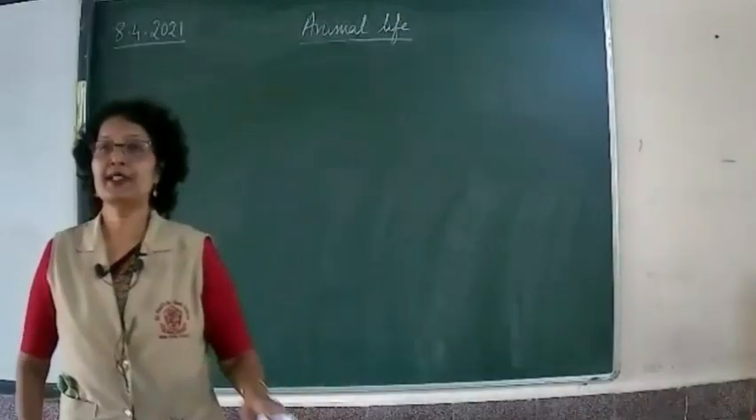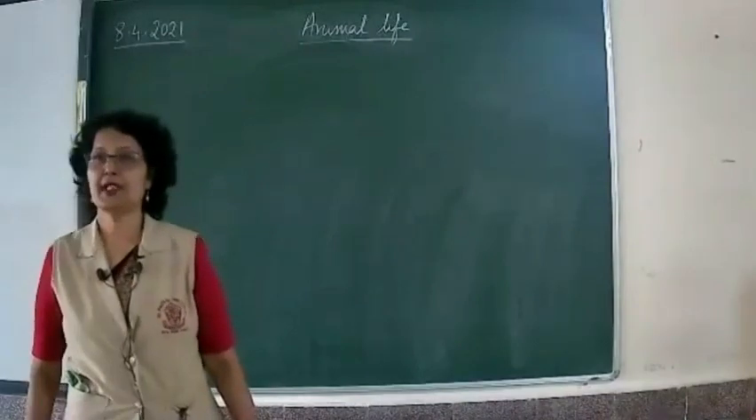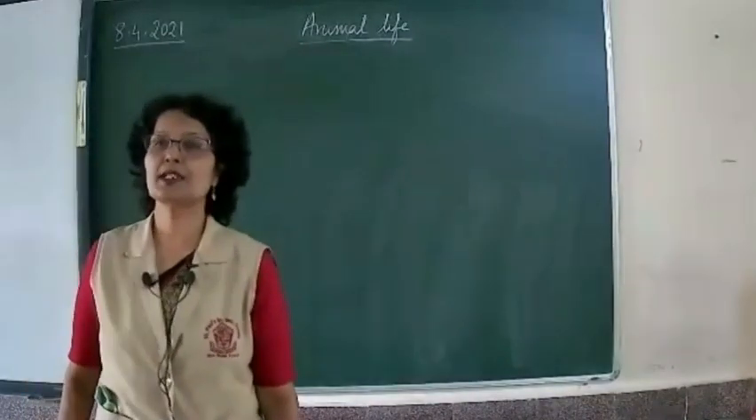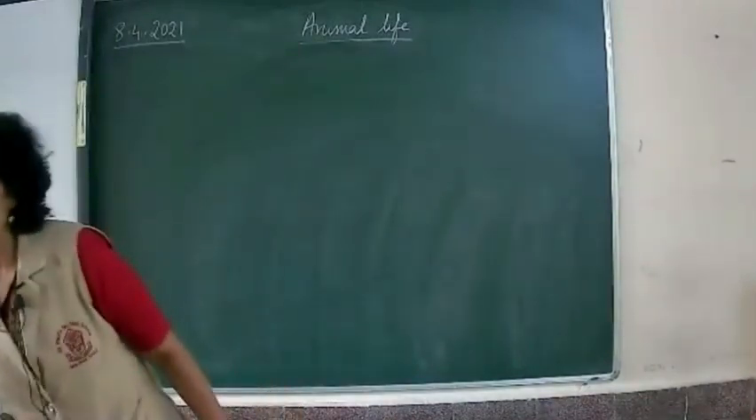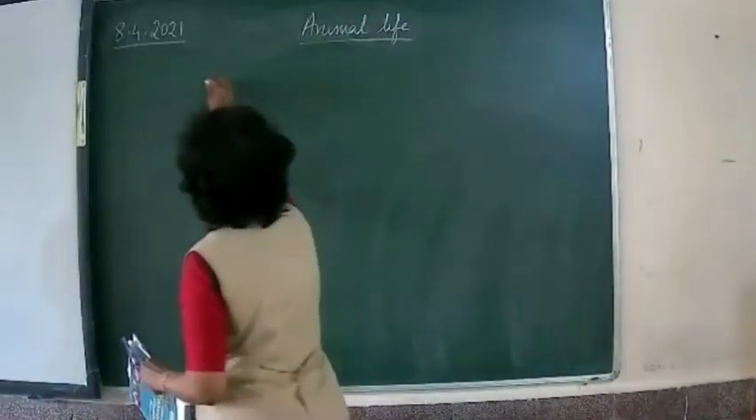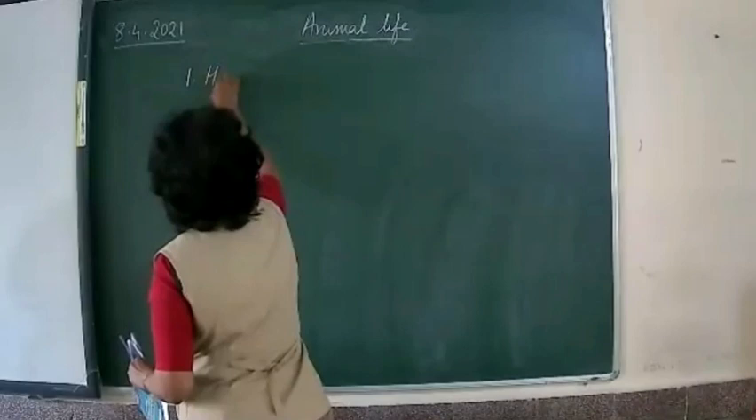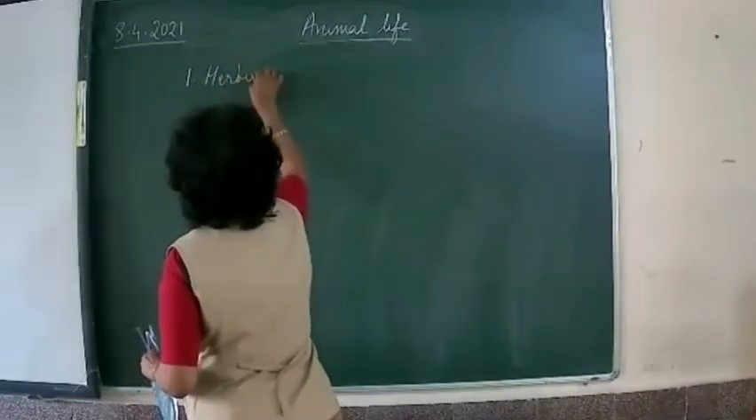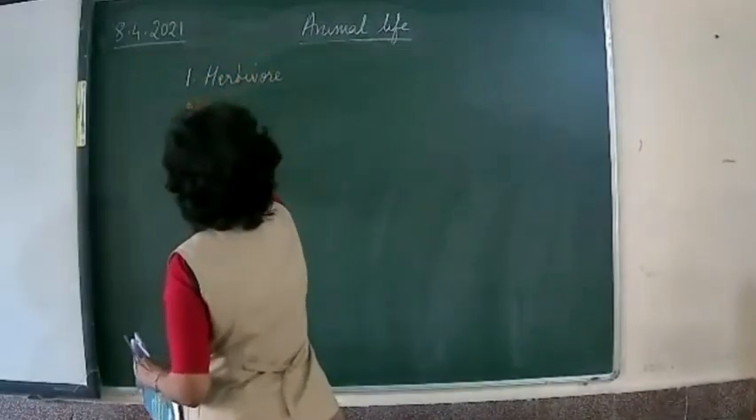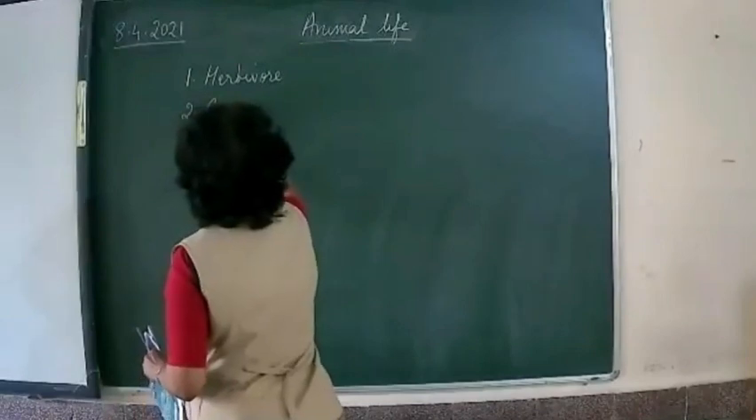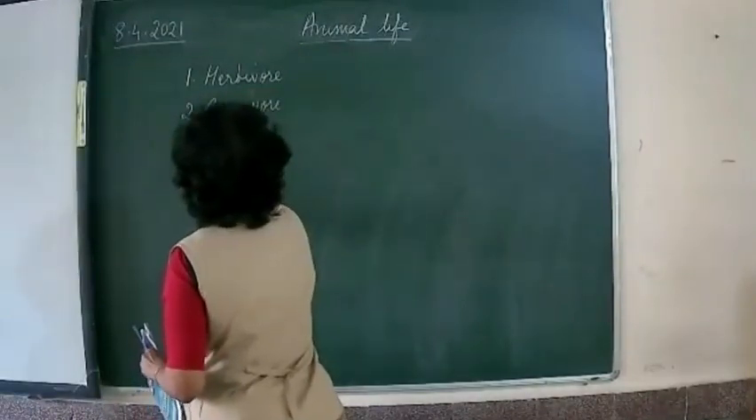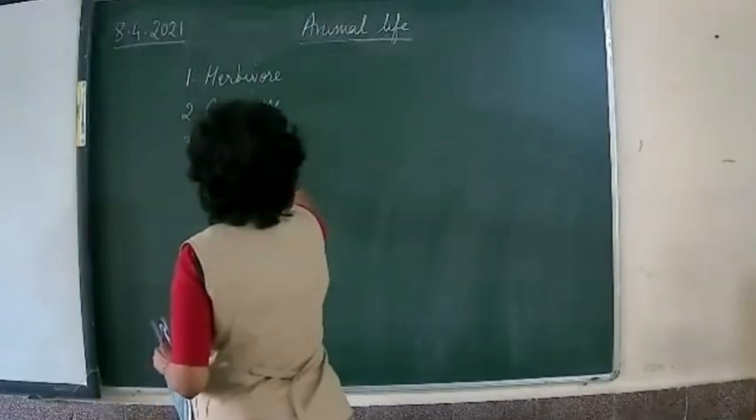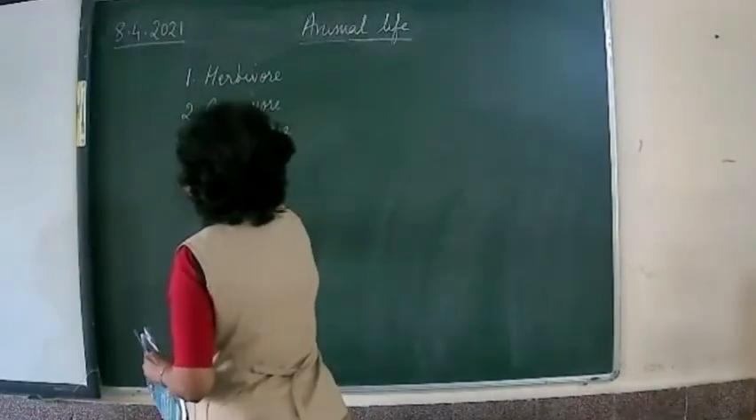So yesterday we stopped. We were doing the classification of animals according to their food habits. I had written four. We had divided them into four. First one is herbivores, carnivores, then omnivores, and parasites.